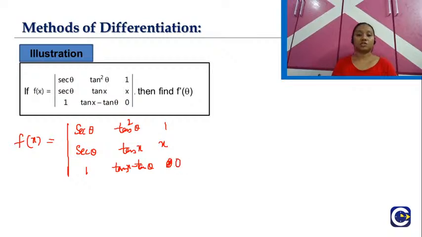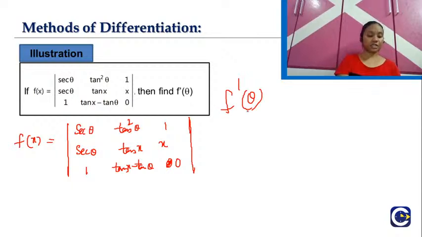So don't get confused here. The variable you have to differentiate is x, and theta is nothing but a constant. After differentiating with x, in place of x you have to substitute theta, that is, you have to find your f dash theta. So try to find this and let me know whether you are getting the answer or not.